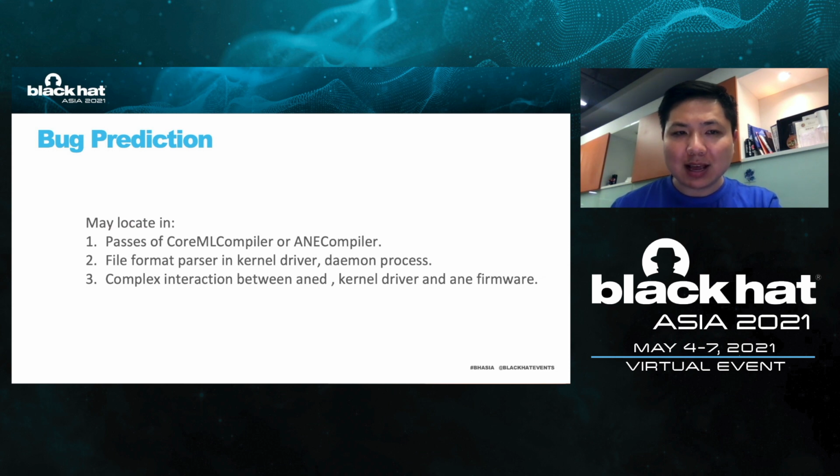I predict that there will be a lot of bugs in the following 3 places in the future. First, in the compilation process of the CoreML compiler and the ANE compiler. Second, in the parsing of various file formats. Third, in various interactions across privileged spaces.